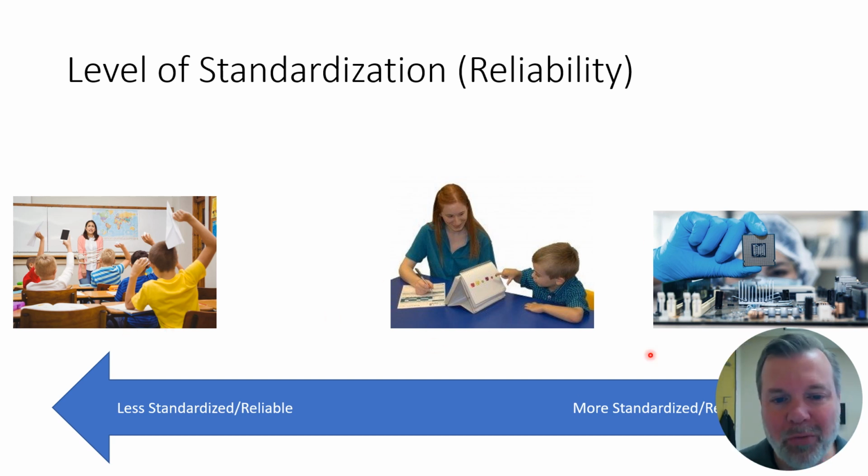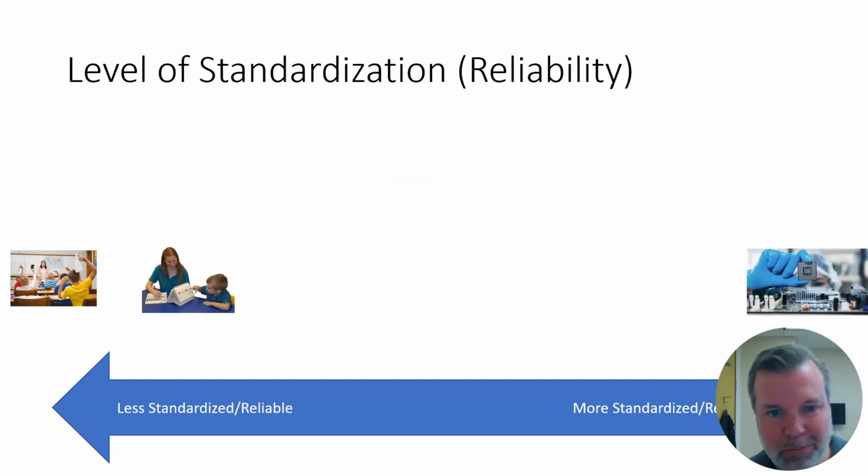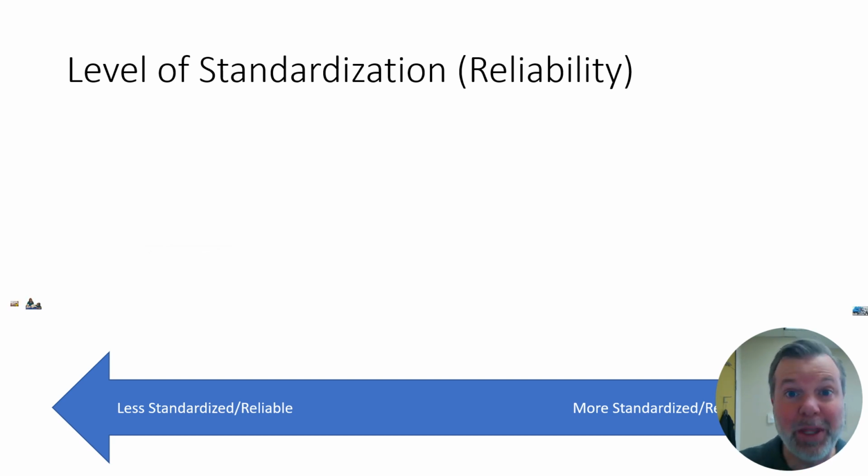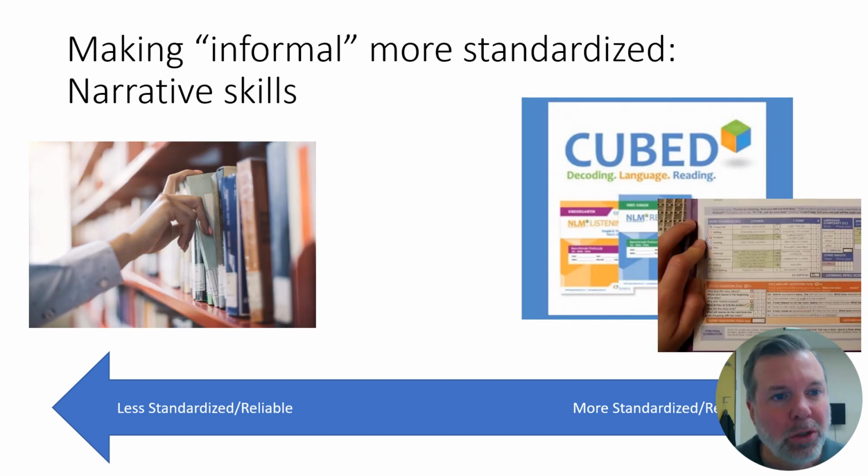There's way more variability. In fact, I think this is probably a more accurate rendition of where we are on this standardized reliability spectrum, where we are still always going to have measurement error. We want to think about the spectrum and the level of error and standardization. So what's a way that we can make an informal test more standardized or more reliable?